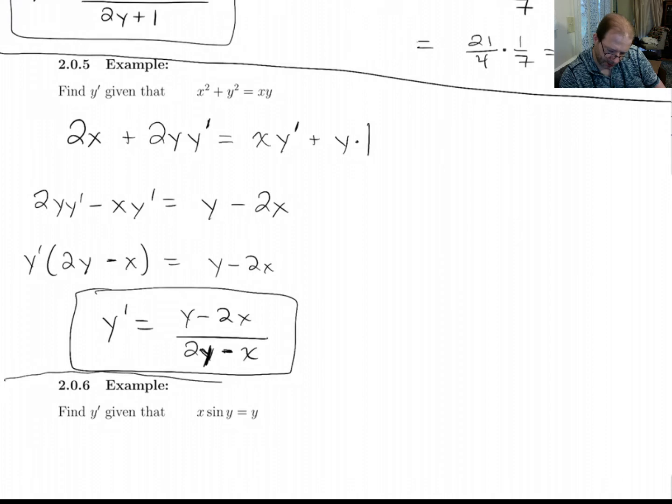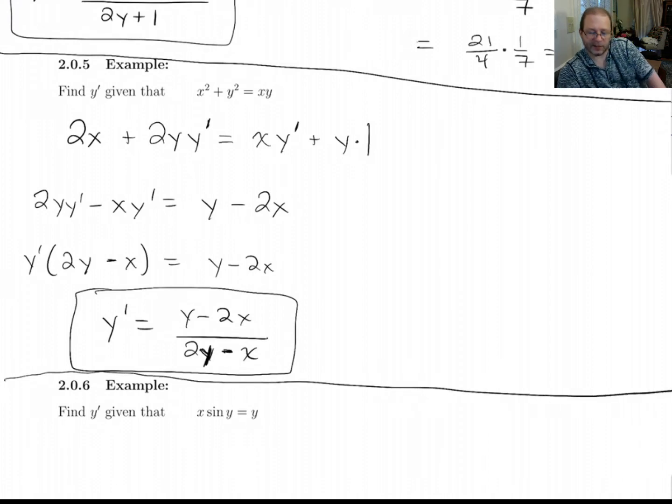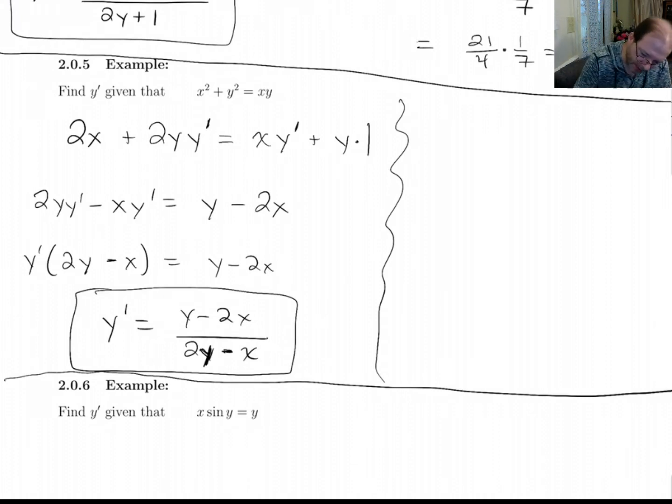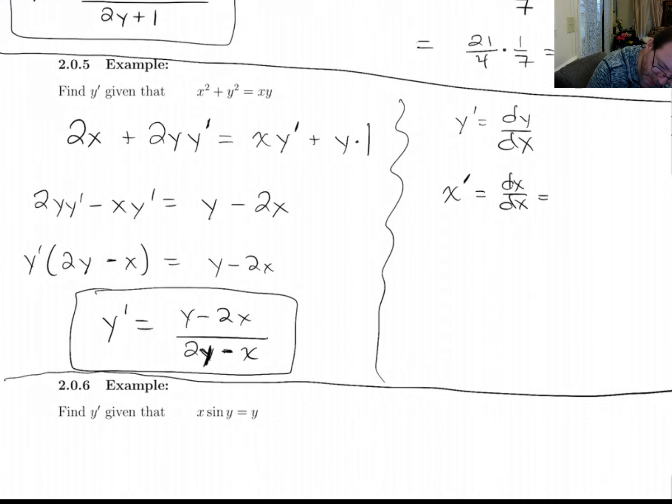All right, tell you what, instead of just plowing through to the next example, I want to do this one again, and I want to do it using Leibniz notation. In Leibniz notation, the derivative of y is the derivative of y with respect to x. The derivative of x is the derivative of x with respect to x, which is just 1. And it makes good sense there, dx over dx. You can kind of think of that as canceling and giving you 1.